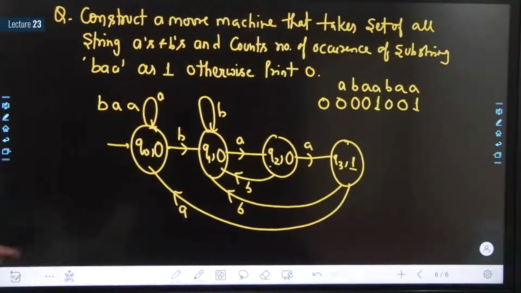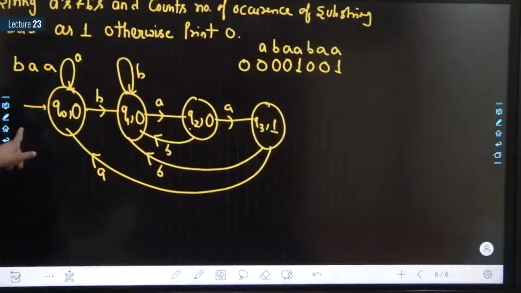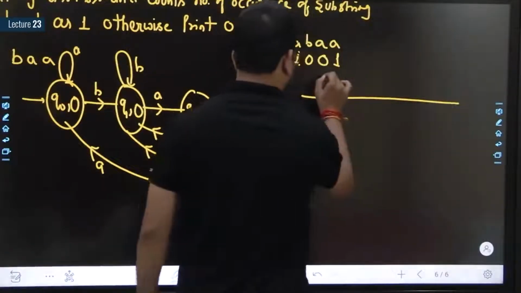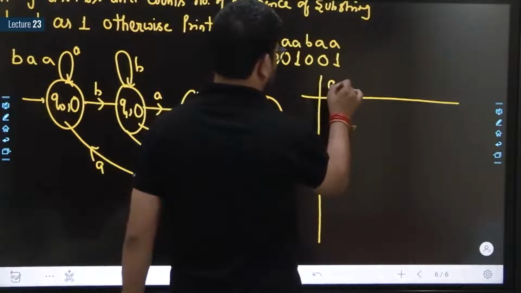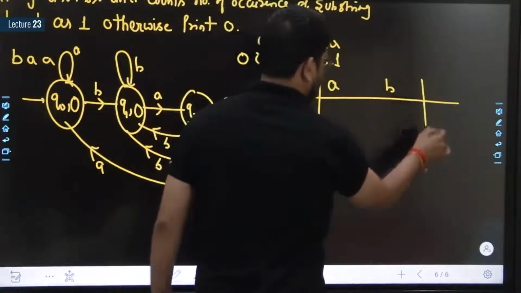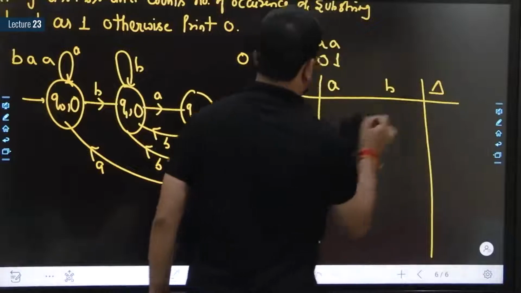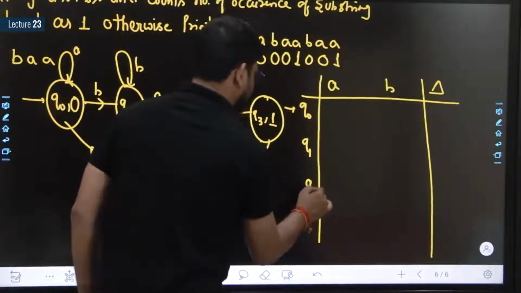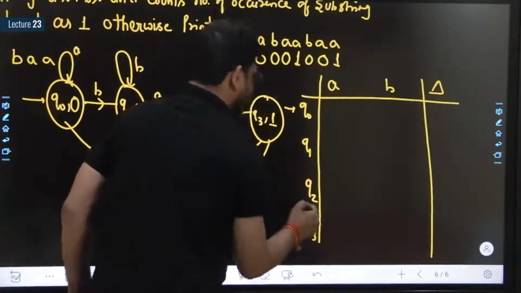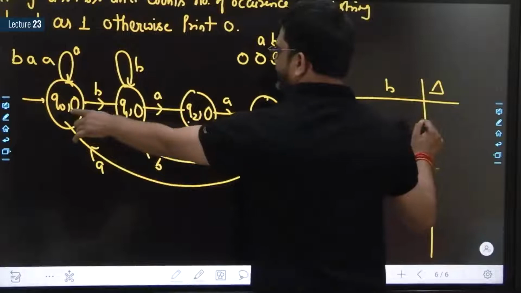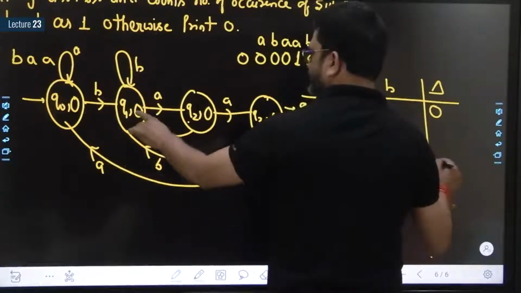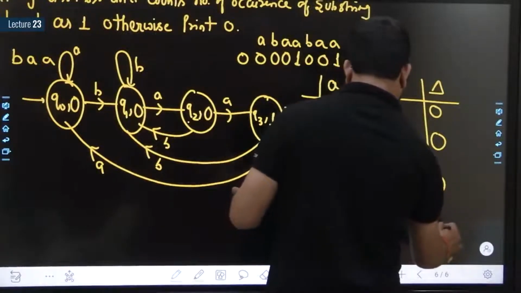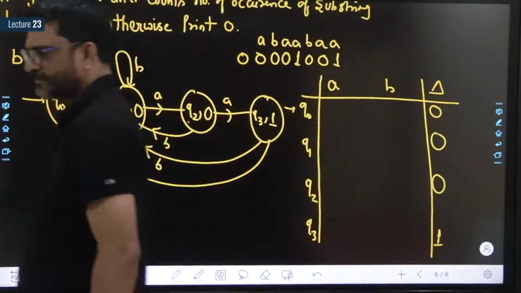What is the transition table for that? Please see the transition table of this. How to represent the transition table? Input alphabet A, B. Output is associated with the states. What are the states? Q0, Q1, Q2, Q3. Output associated with Q0 is 0, Q1 is 0, Q2 is 0, Q3 is 1. Clear?